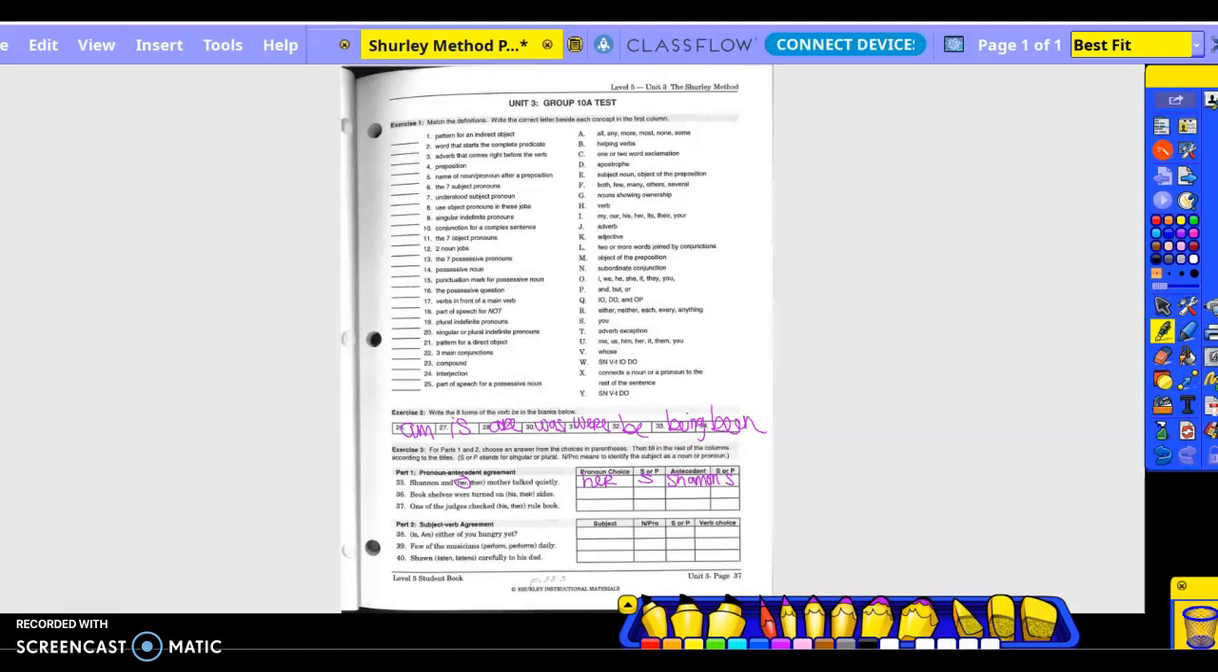Okay, number 36. Bookshelves were turned on their side. Okay, we chose were there. Singular or plural? Plural because it's referring to shelves, which is plural. You guys are going to do 37 for homework.